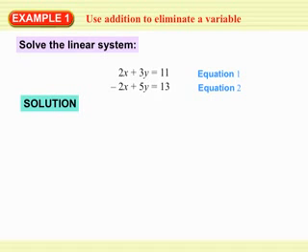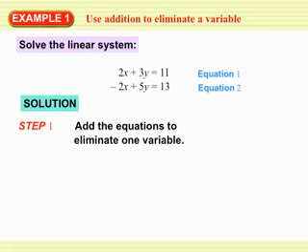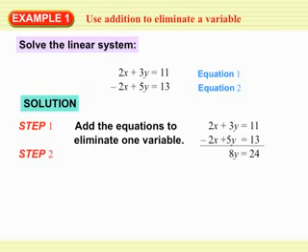When I add these equations together, the 2x term in the first equation and the negative 2x term in the second equation will add up to 0. The x terms will drop out, and I'll be left with an equation with a single variable: 8y equals 24 in this case. I can solve that for y, and I get y equals 3.